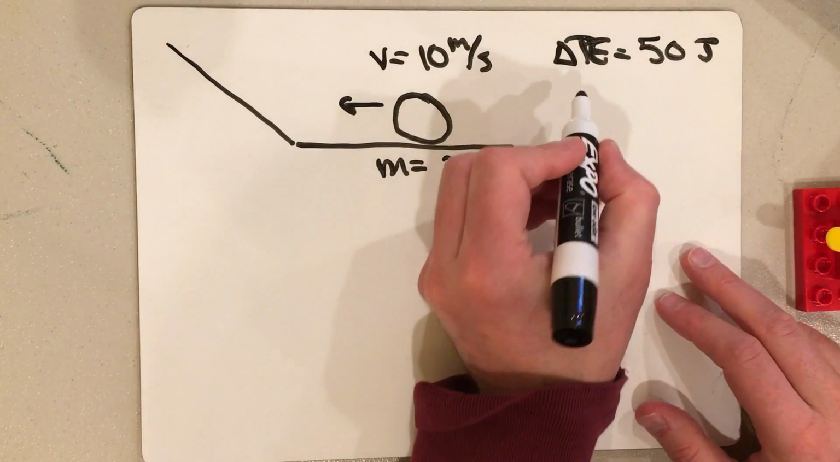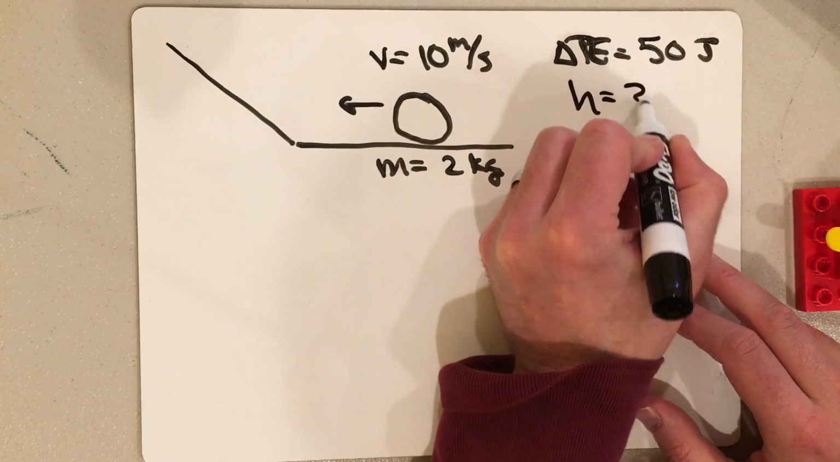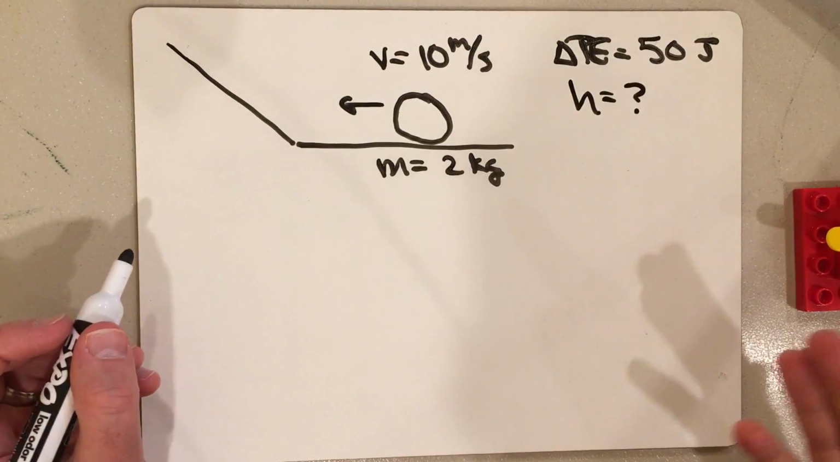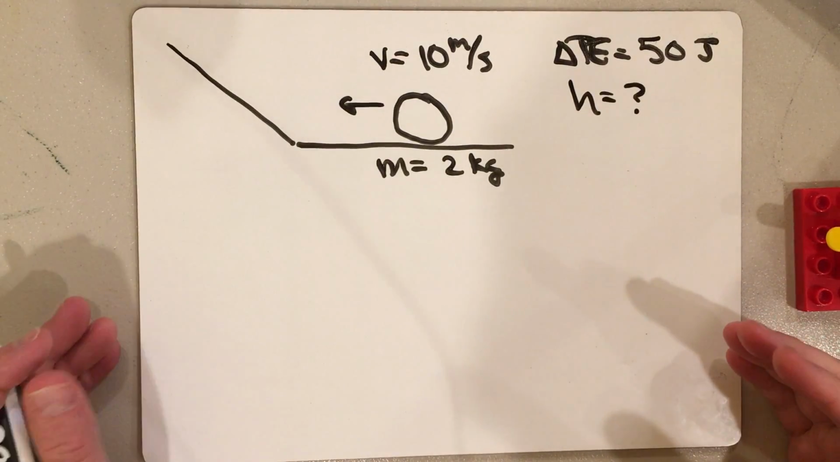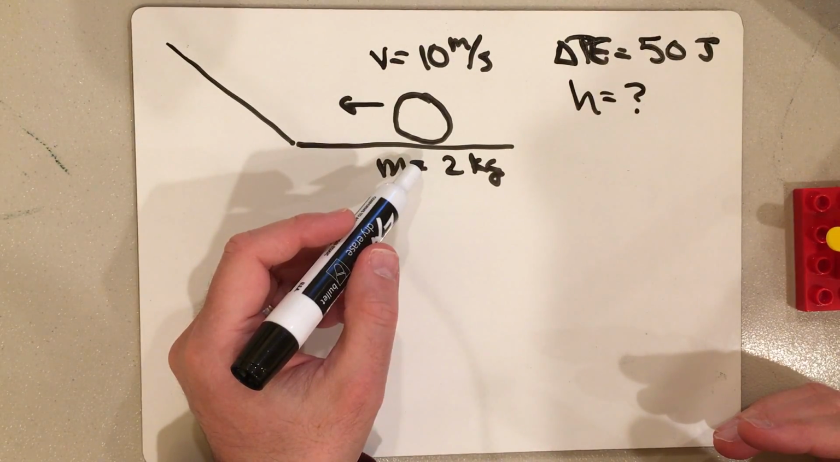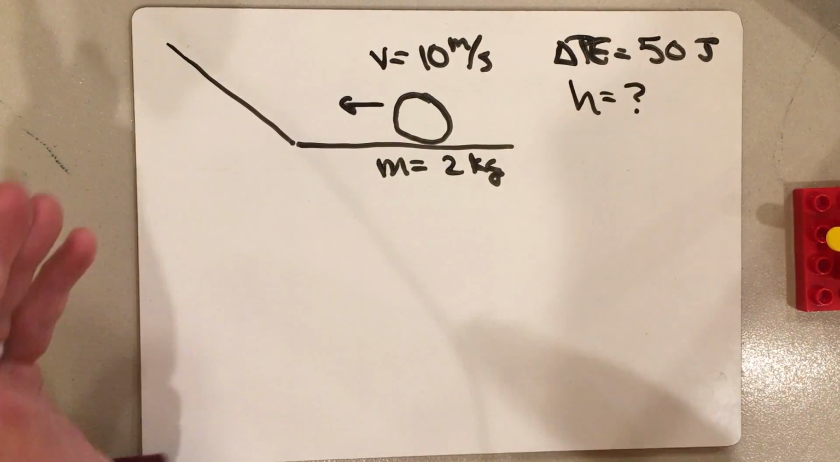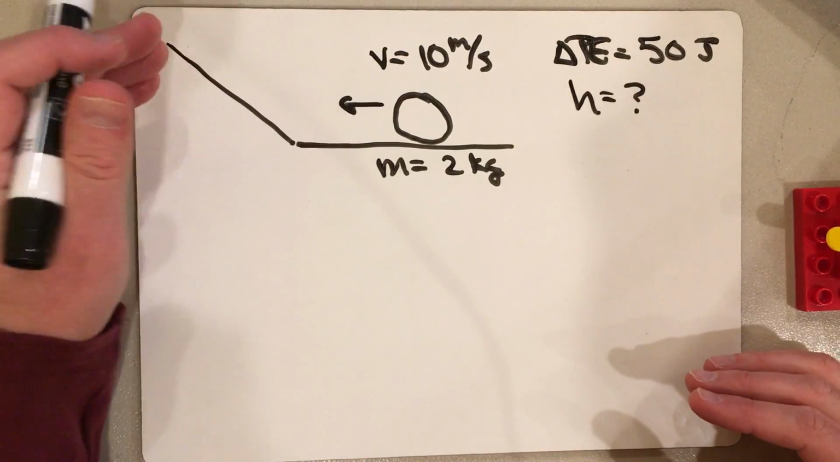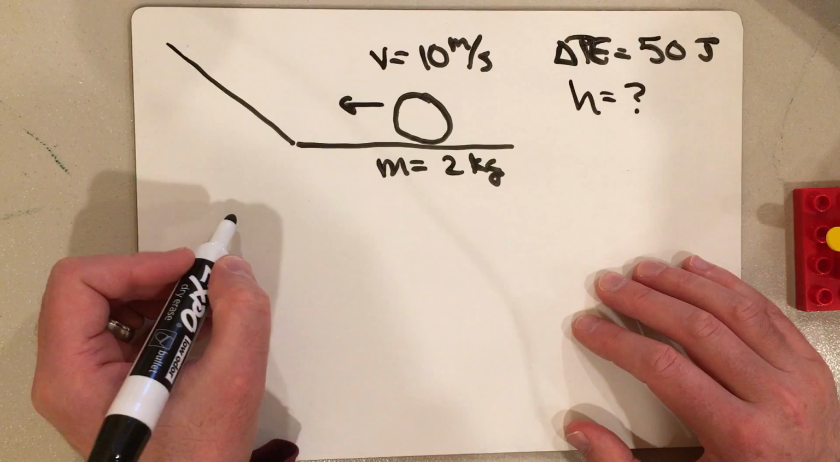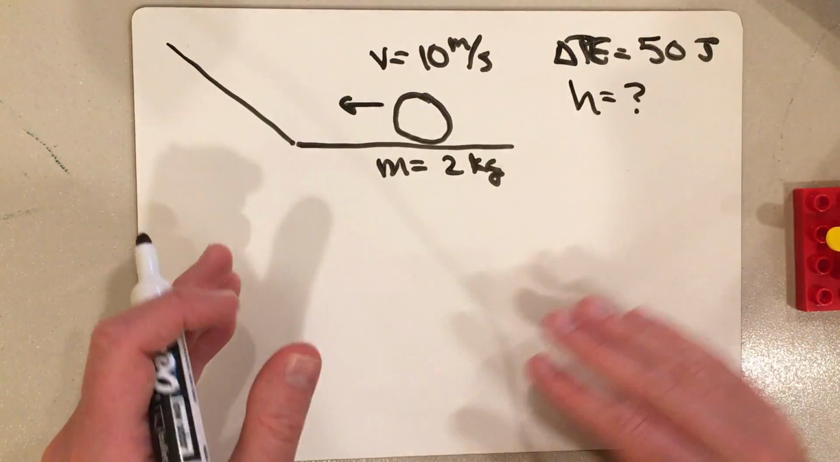And I want to know how high it'll go up the hill. That's my goal. So there's two moments in time I'm interested in. I want to compare down here to how high it gets, to when it gets to its peak, I should say. So let's do it where we look at those 2 points.